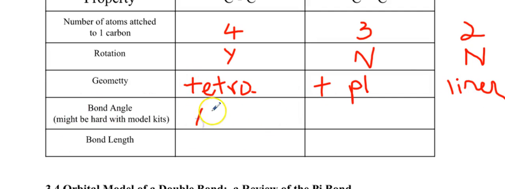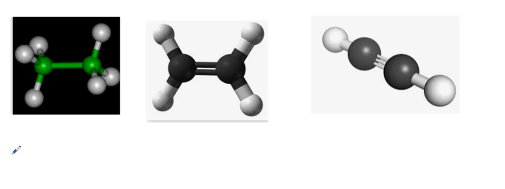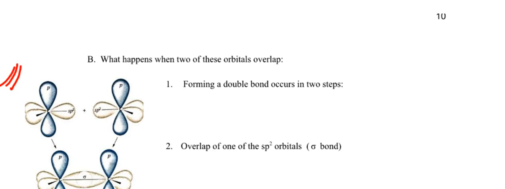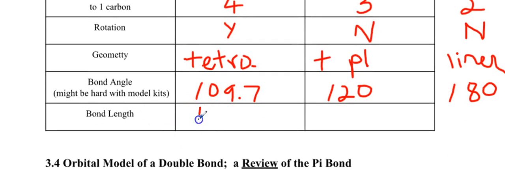Angle, bond angle, this is going to be your 109.5. This is your 120. And this is your 180. Okay. Finally, bond length. Well, let's look at this. Which bond looks the longest? Just look at these pictures. Which one is the longest bond? The single bond does. The double bond is like pulling it to each other, and the triple bond pulls it in even further. So this is your longest, this is your medium, and this is your shortest.